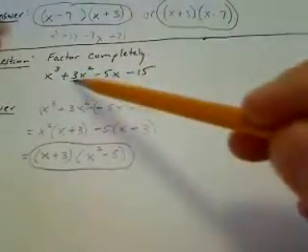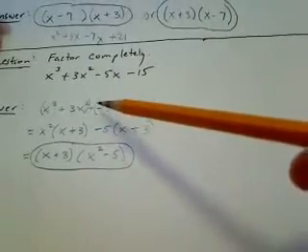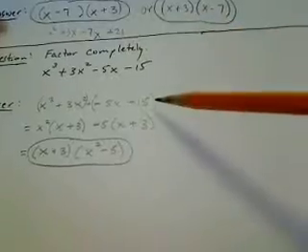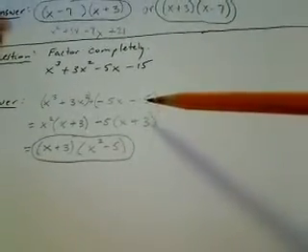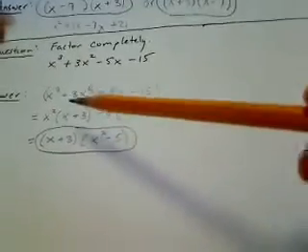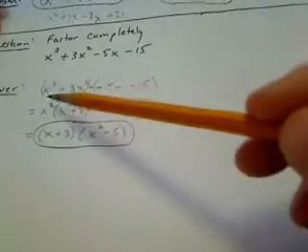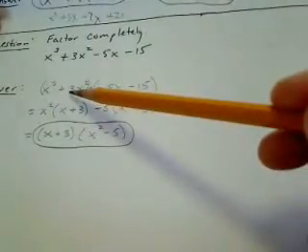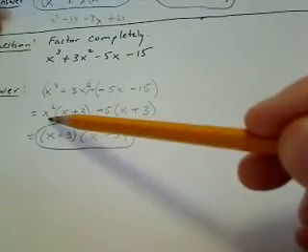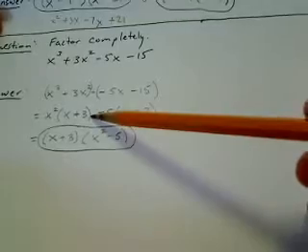If we look at x cubed plus 3x squared and put them in parentheses, and then plus, and then in another parentheses, negative 5x minus 15 in the second set of parentheses, I see that I have a greatest common factor for both sets of these parentheses. The greatest common factor in the first set of parentheses is x squared. x squared goes in evenly into x cubed and 3x squared. So I factor out that greatest common factor as x squared, and I'm left over with x plus 3.